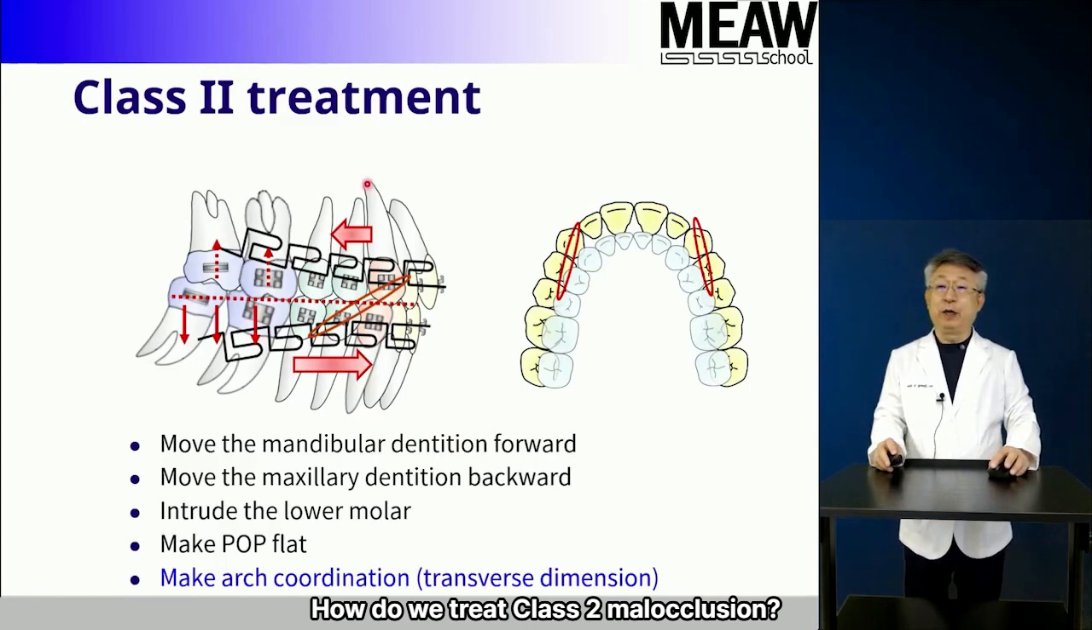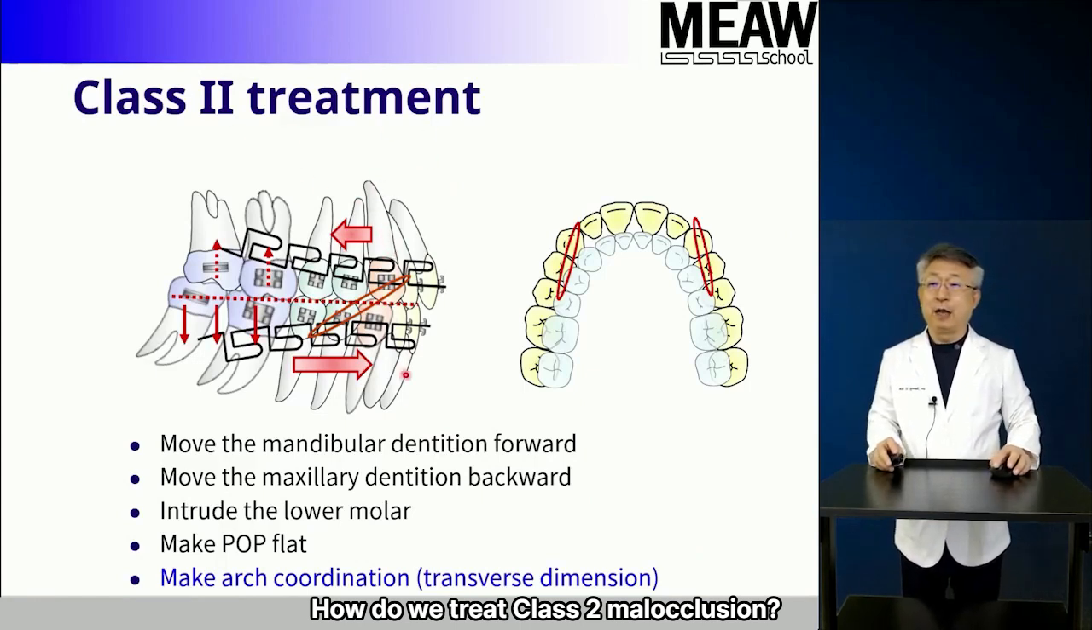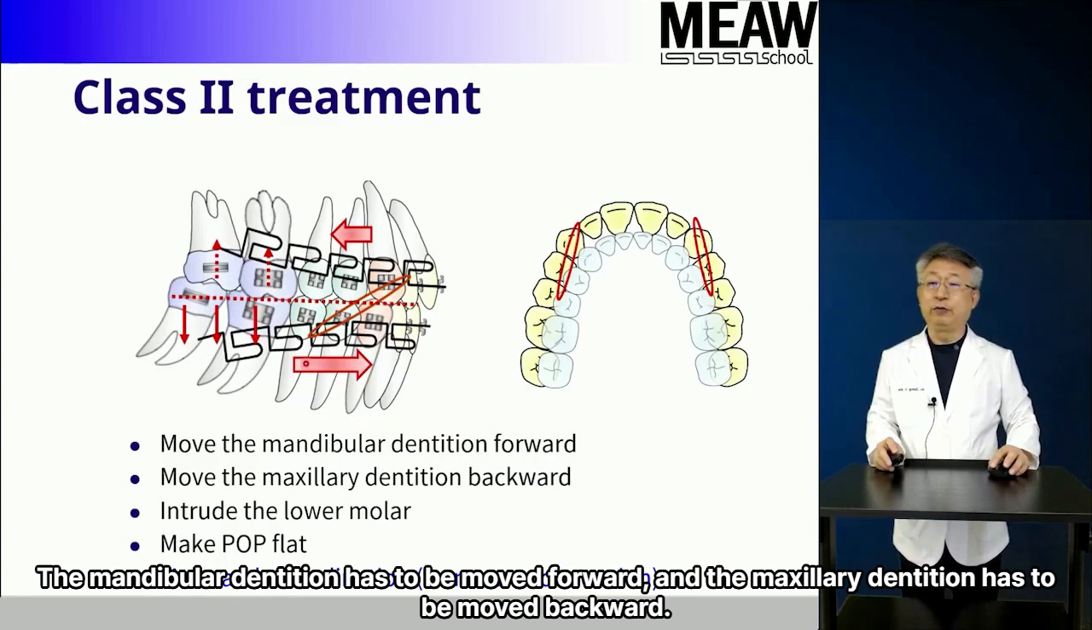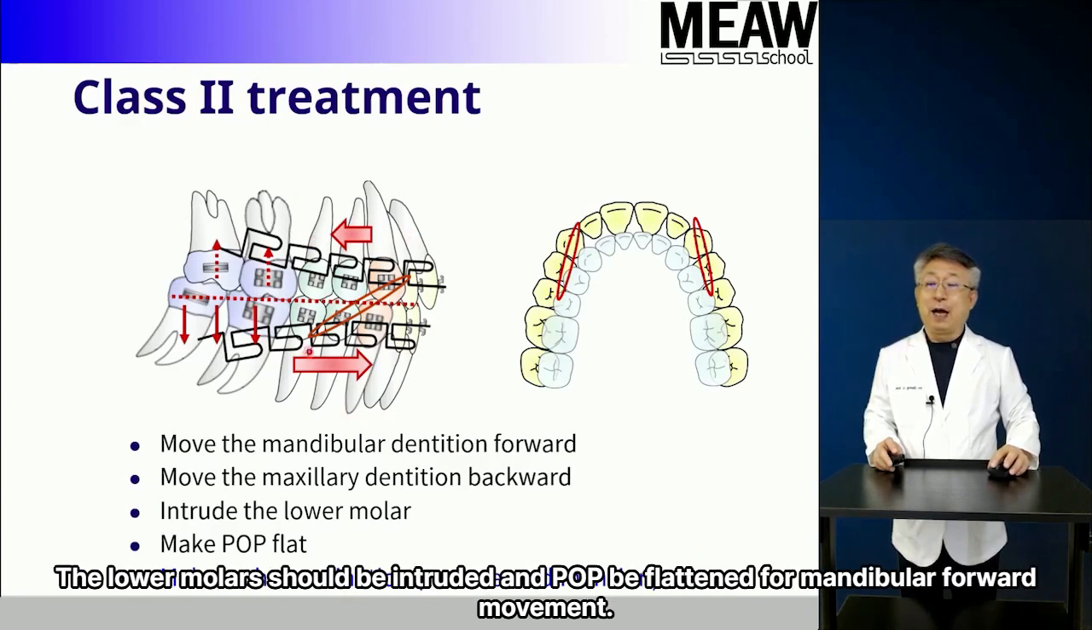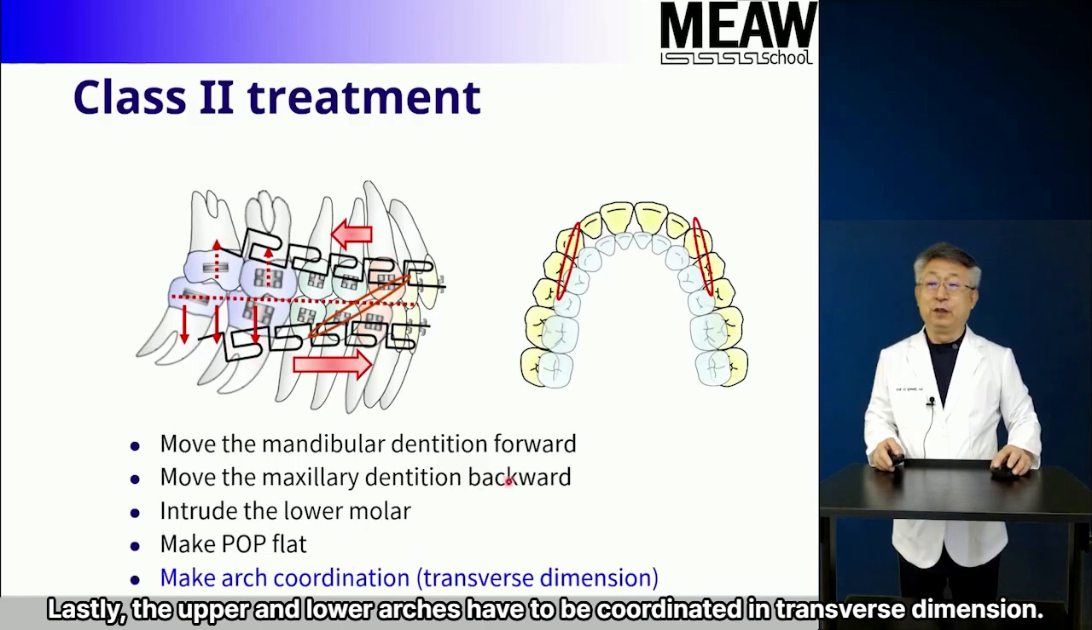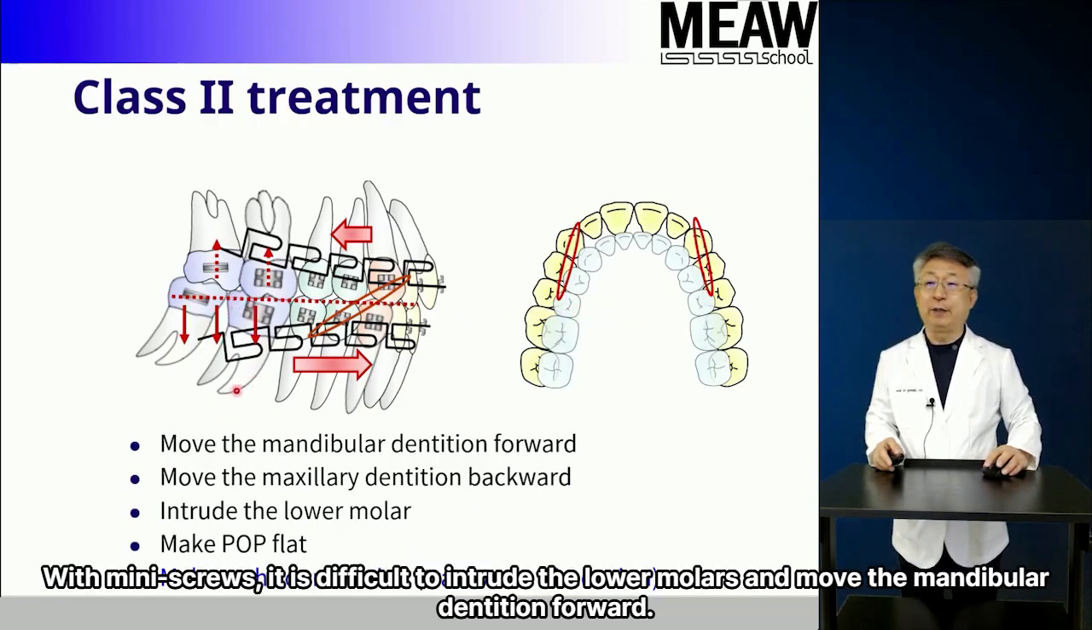How do we treat Class II malocclusion? The mandibular dentition has to be moved forward, and the maxillary dentition has to be moved backward. The lower molars should be intruded and POP be flattened for mandibular forward movement. Lastly, the upper and lower arches have to be coordinated in transverse dimension. With mini-screws, it is difficult to intrude the lower molars and move the mandibular dentition forward.